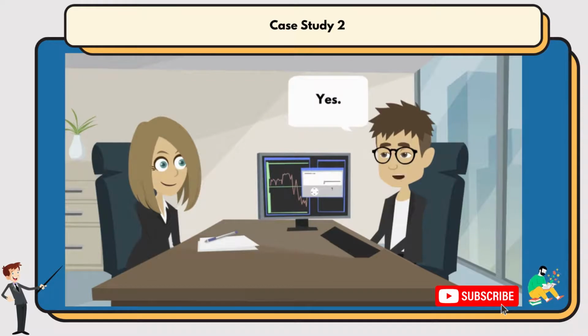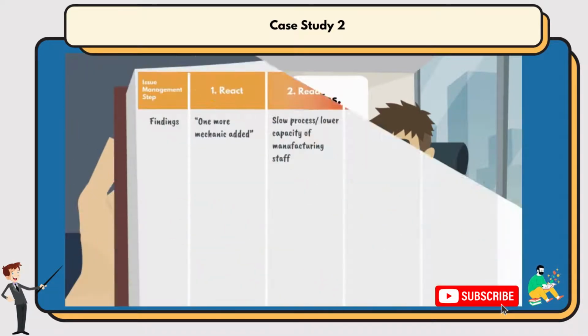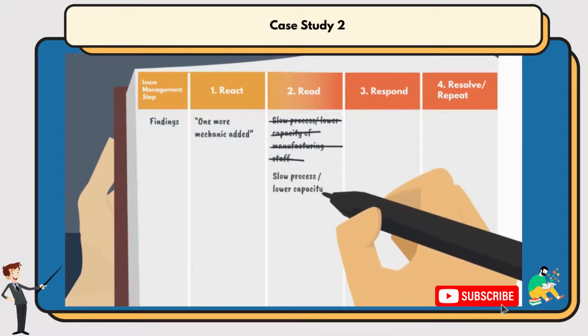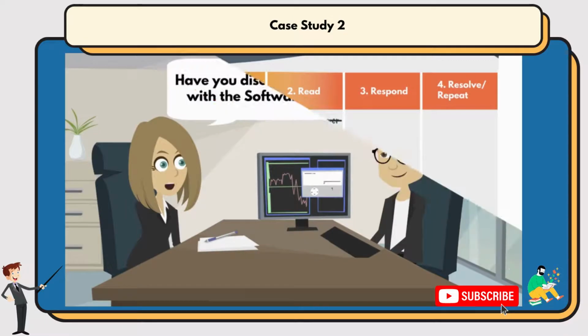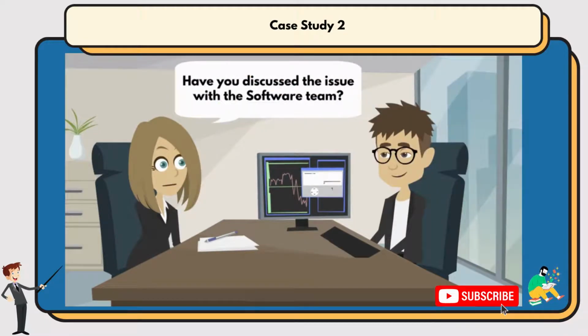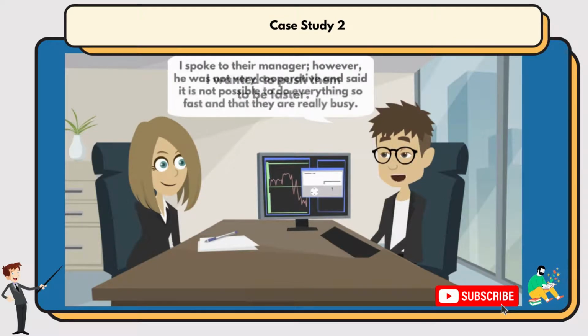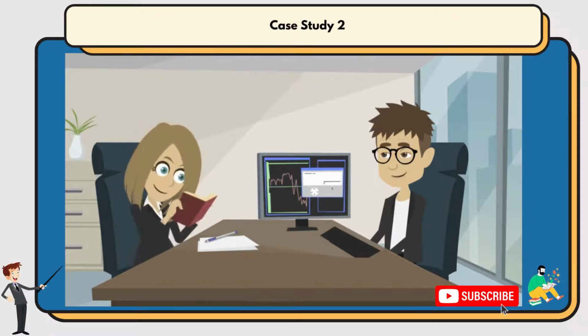Yes, Jeff says. Okay, seems my initial guess of the root cause has to be updated. Ray erases the previous and updates the root cause. Ray then asks, have you discussed the issue with the software team? I wanted to push them to be faster, Jeff responds. I spoke to their manager. However, he was not very cooperative and said it's not possible to do everything so fast and that they are really busy.